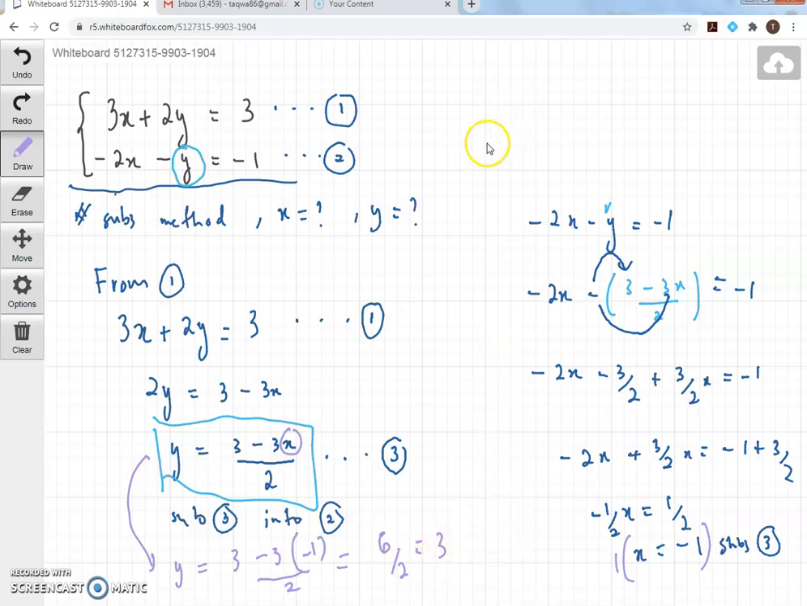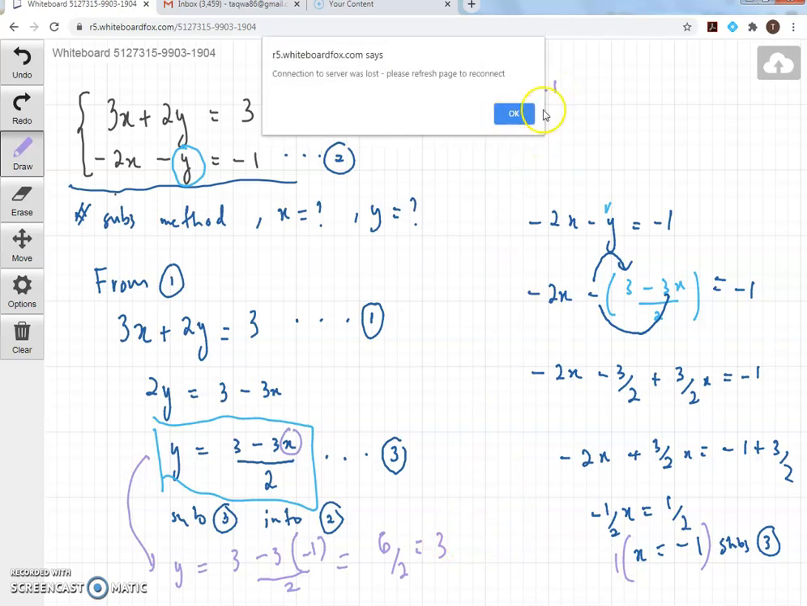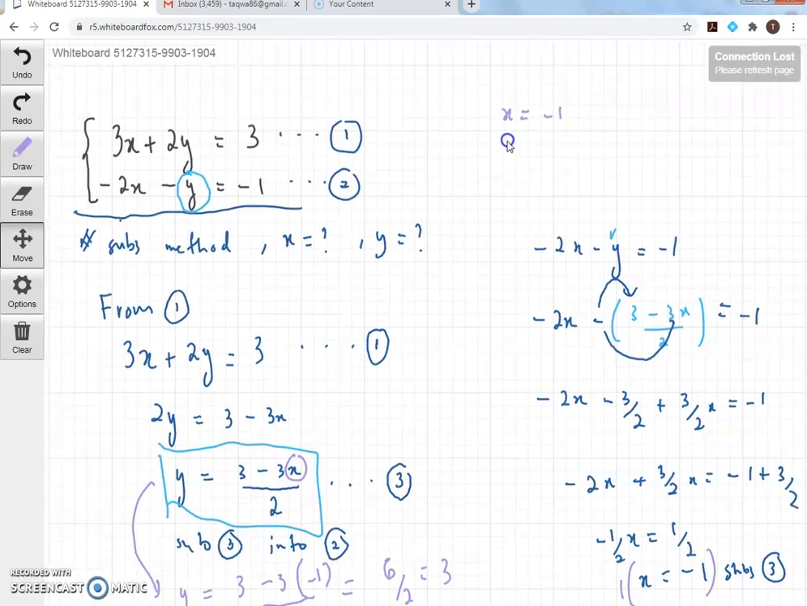So here you can say that the value of your x equals negative 1 and the value of your y equals 3. You can try to check whether it's correct or not by putting the values back into the first equation. Let's try to put x equals negative 1 and y equals 3. I suppose that you are going to get 3 there. You can try it on your own there.